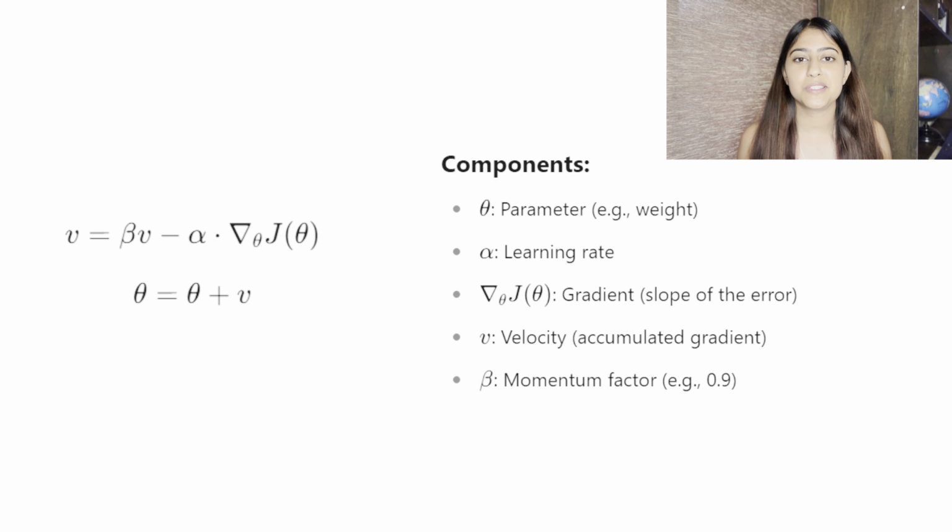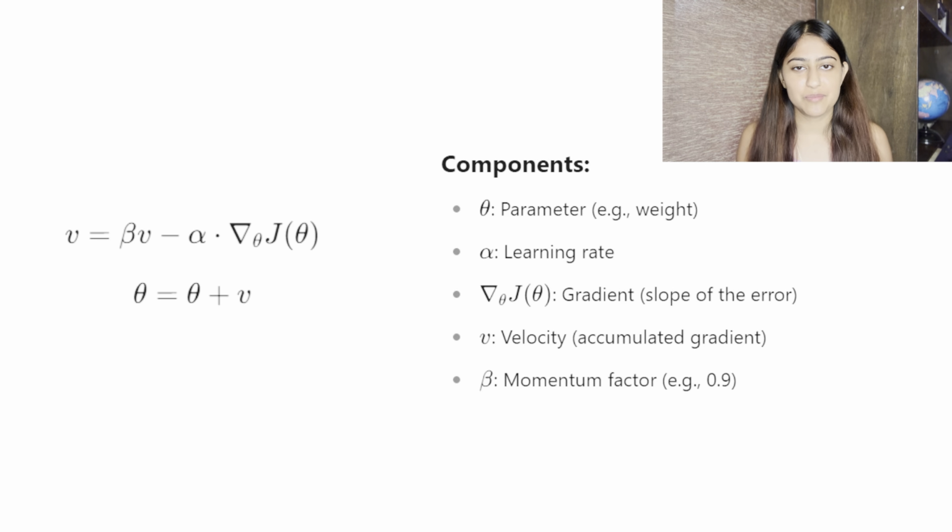Momentum actually helps the model converge much faster. With just a few steps and less noise, you reach the best possible solution. That is why it is the first choice in most of the deep learning models, especially convolutional neural networks.